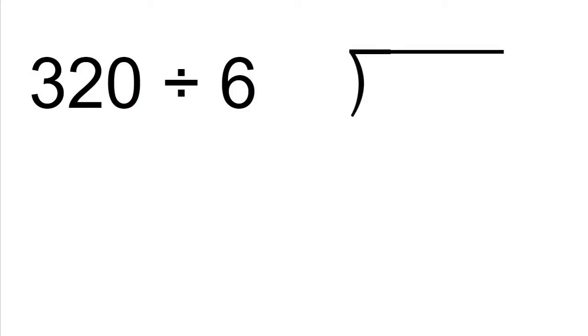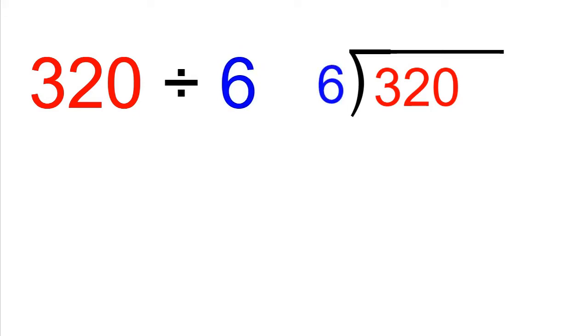Here is the long division symbol, and inside of it we place the 320, the number on the left, the dividend, and outside of it we place the 6, the divisor. Now we are ready to divide. First, start by looking at the first digit of the dividend, the 3. We simply check if 3 is bigger than 6, the divisor. So in this example, 3 is smaller than 6.